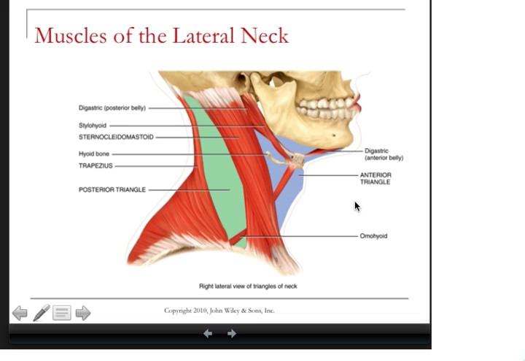Here are the muscles of the lateral neck. You can see here the sternocleidomastoid, which we've previously discussed. There's the digastric muscle. This is the posterior belly of the digastric. There's the hyoid bone. There's the omohyoid muscle. There's the digastric muscle. And there's the trapezius, the broad flat muscle of the back. This is considered the posterior triangle of the neck. This is considered the anterior triangle of the neck.